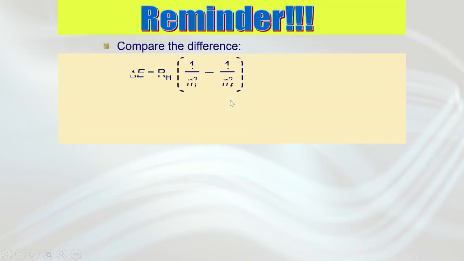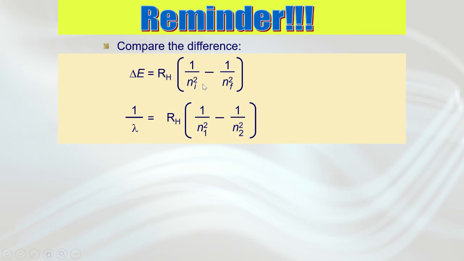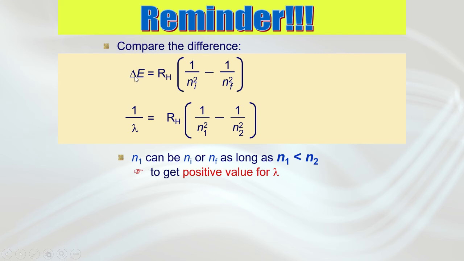Okay, reminder. We know that there are two Rydberg equations. The first one is used to calculate the delta E, meanwhile the second one is used to calculate the wavelength. But actually, from this Rydberg equation, we can calculate also. Once we've got the delta E, we can calculate the lambda as well by using the Planck constant equation, delta E equal to hc over lambda.